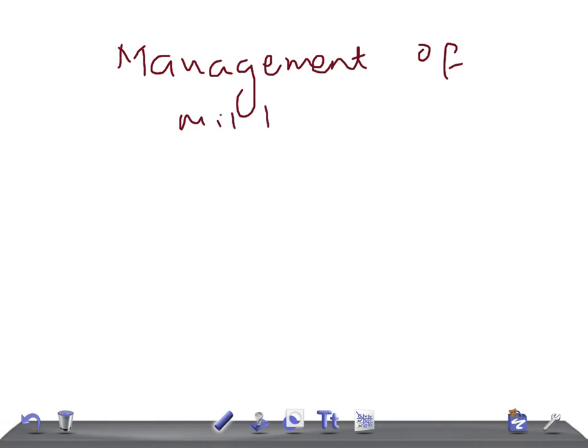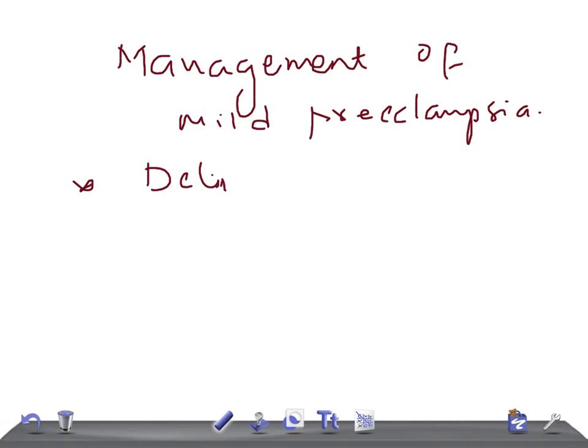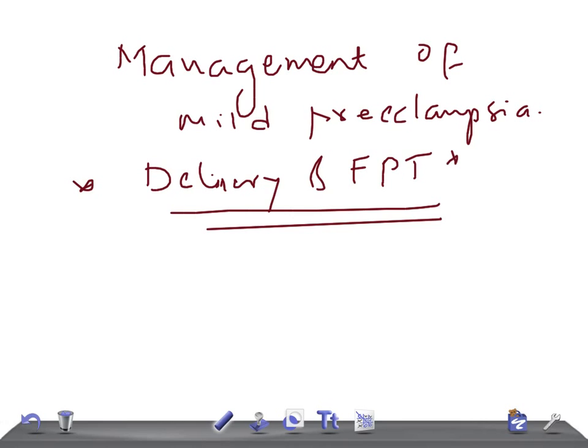mild preeclampsia, right? So preeclampsia, remember, the only definitive cure is delivery, okay, and removal of fetal placental tissue. Remember, that's a definite treatment for this mild preeclampsia.